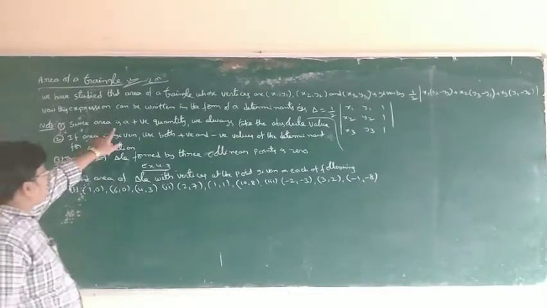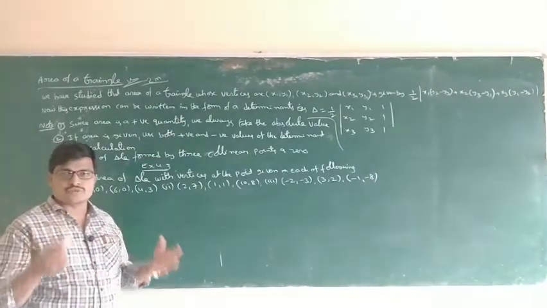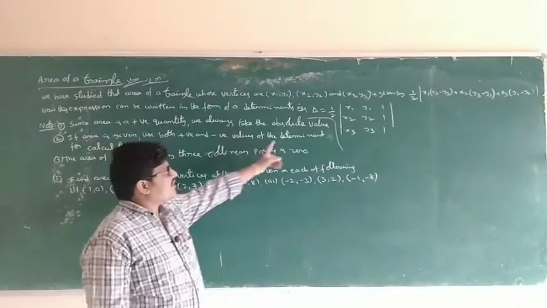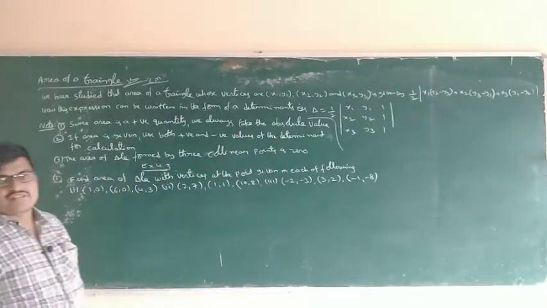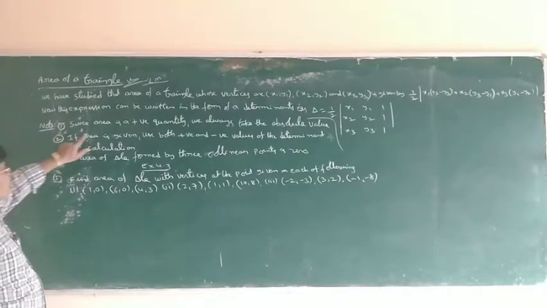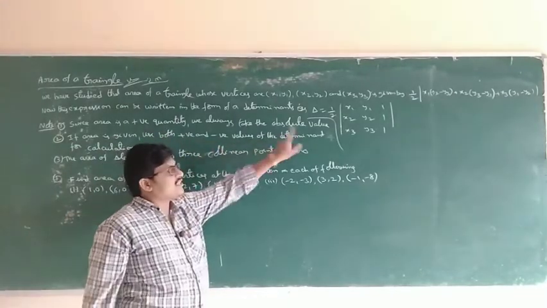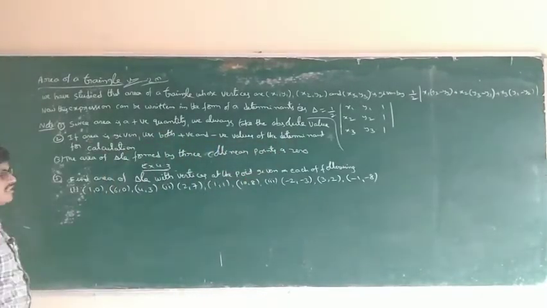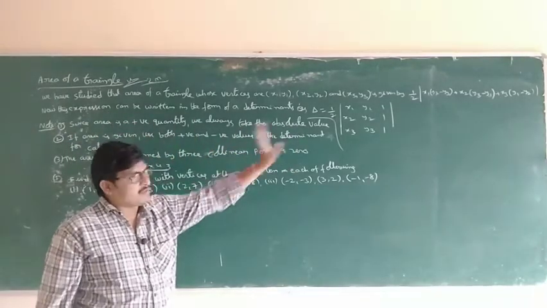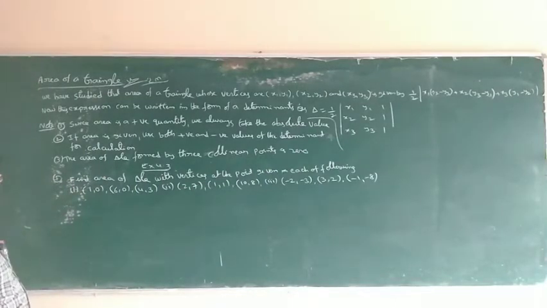Since area is a positive quantity, area is always positive. We always take the absolute value. The second point: if area is given, use both positive and negative values of the determinant for calculation. So, when asked to find the area using the formula, that value is always positive.